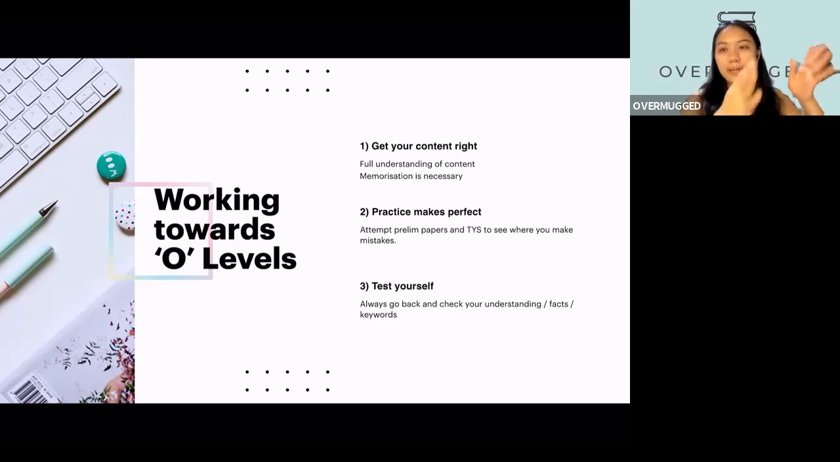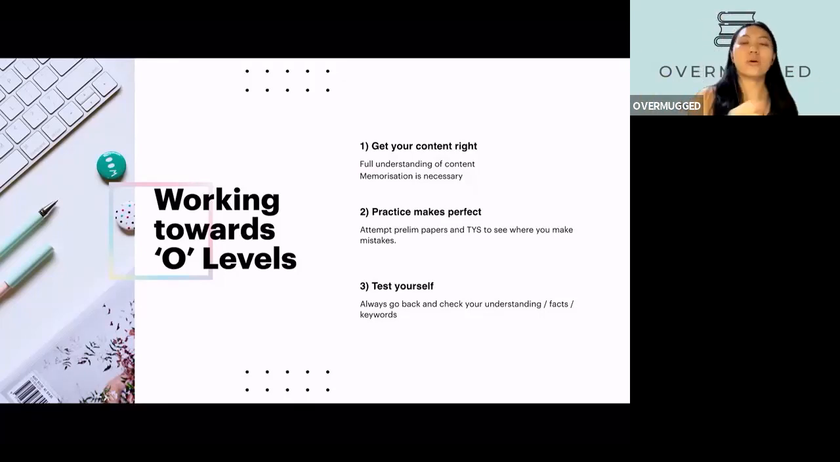And this process of getting your content right and then moving to practice papers is not one single line. It doesn't mean that once I think I've got my content right, I will just do prelim papers. Why do you practice? You practice to find out what you have problems with.